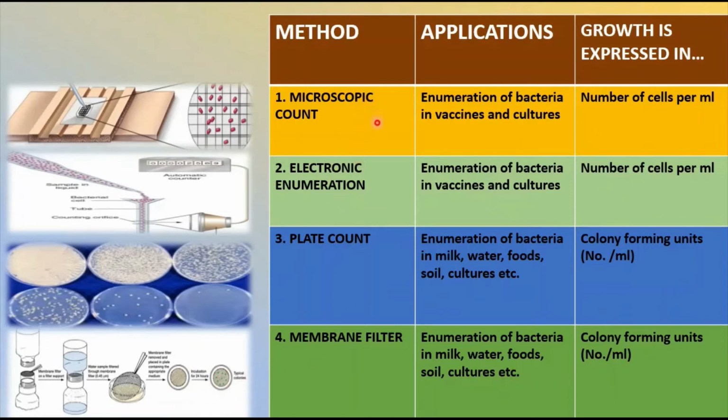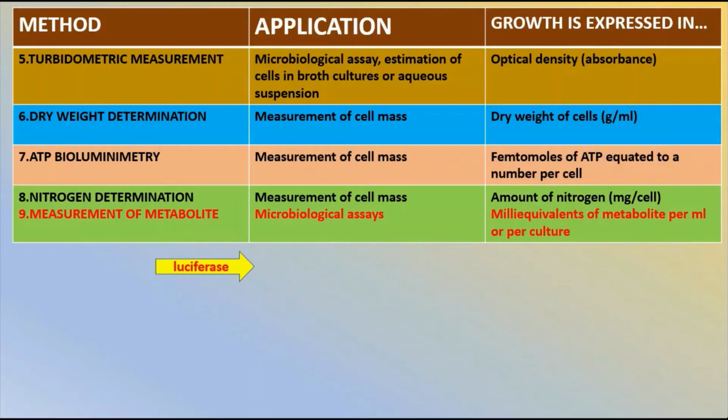Okay, so the first two, microscopic count and electronic enumeration, come under direct measurement of cell numbers, and the plate count and the membrane filter technique come under indirect measurement of cell numbers, or viable count. Coming to the next methods: turbidometric measurement, dry weight determination, ATP bioluminometry, and nitrogen determination. These are the different methods useful to measure the cell mass rather than the cell number.